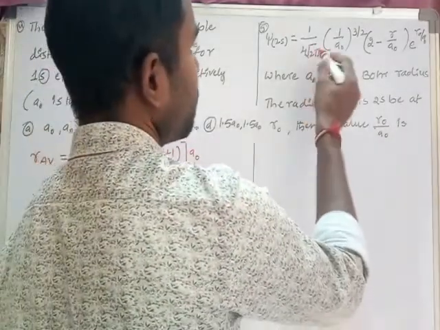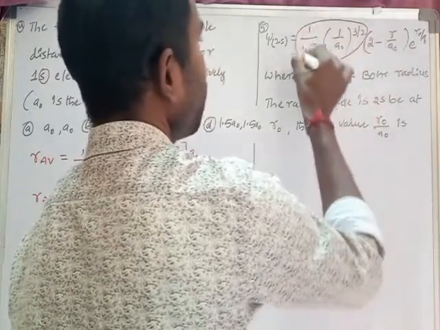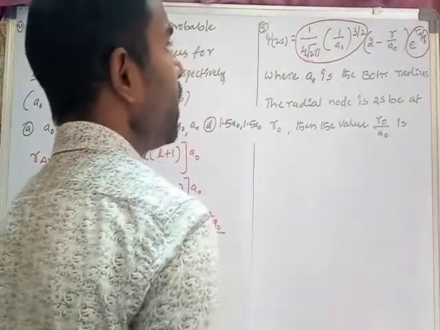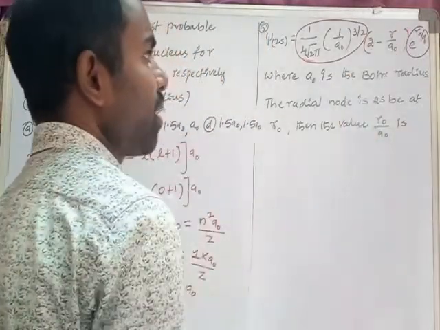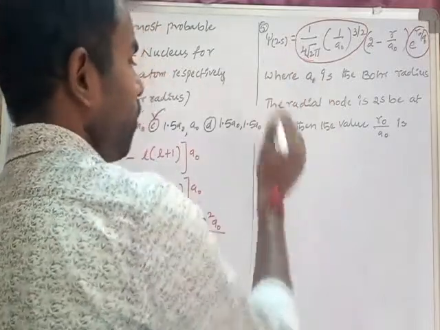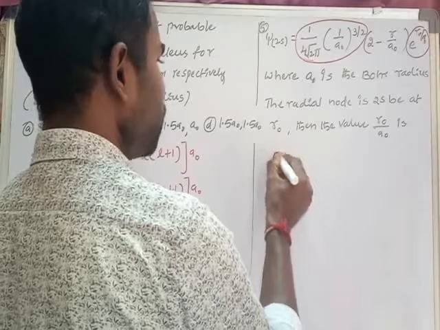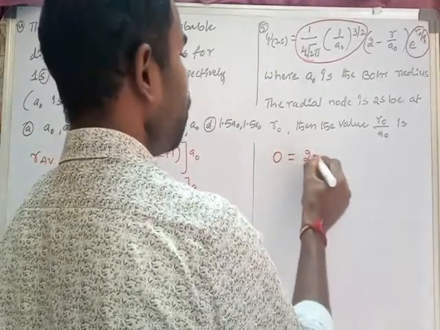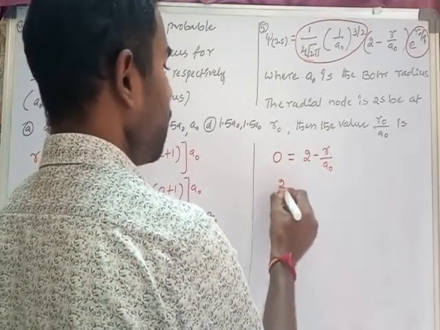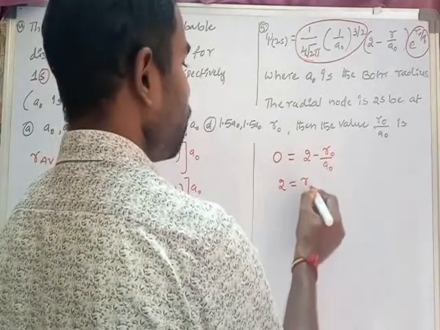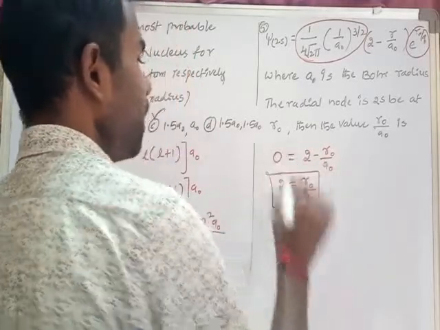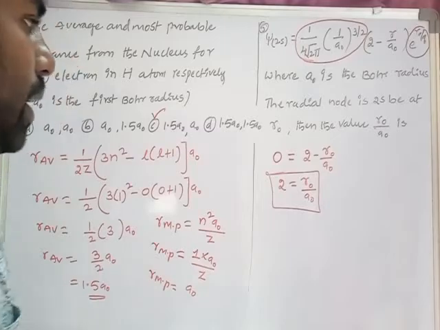Means this is the Schrodinger wave function, so it cannot be equal to 0. It is exponential form, it cannot be equal to 0. Then which will be equal to 0? 2 minus R by A naught equal to 0. Why? Because radial node. For node psi equal to 0. 0 equal to 2 minus R by A naught. Then what you can write? 2 equal to R naught by A naught. So here what is the ratio of R and A naught?